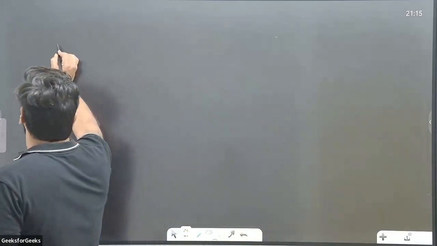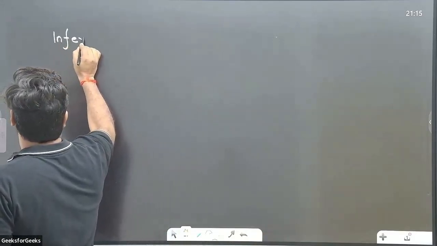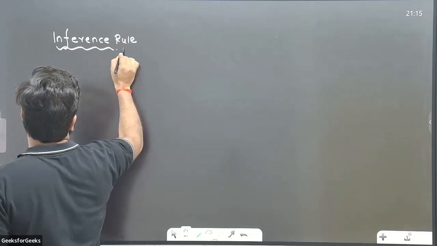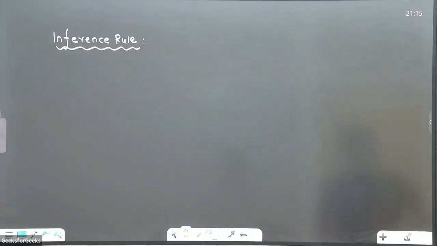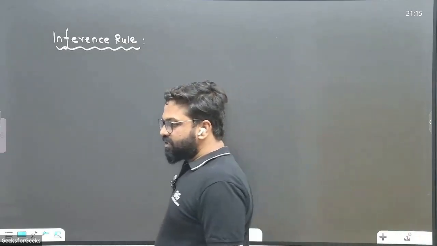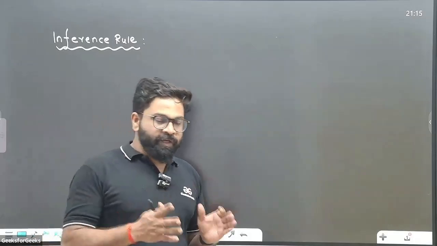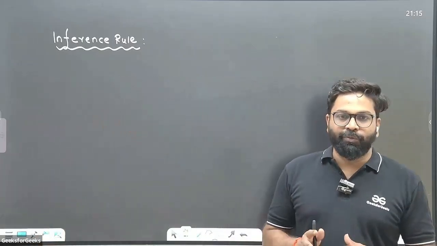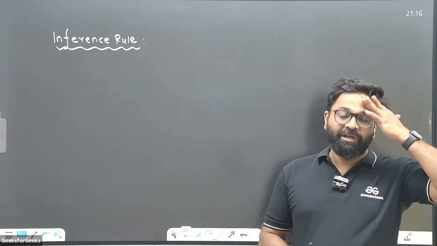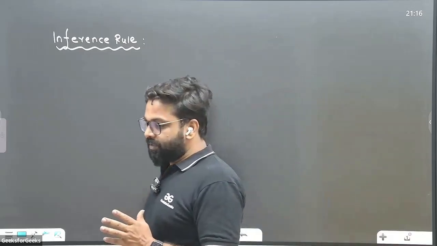What exactly is the inference rule? Let me try to give you an explanation of your inference rule. This is a very simple concept. In order to understand the inference rule, the one thing you have to understand is, whatever concept you are remembering for type 1, just forget type 1. Because when you try to connect it to type 1, you will not understand the inference rule. That's the main concept. So the first thing you have to do is forget about type 1.